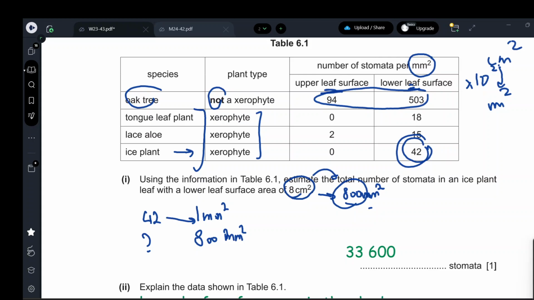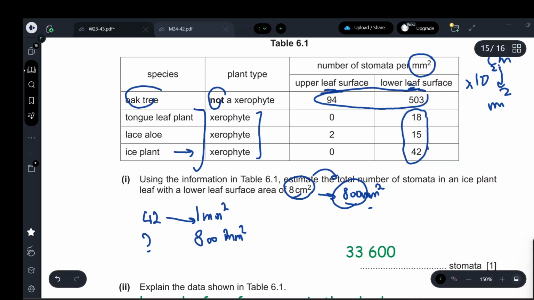No stomata on the upper surface. Stomata are on the lower surface only. Why? To keep it away from the sun. We said the upper surface is exposed to the sun, so it will increase the water loss. In the xerophytes, most of the stomata are on the lower leaf surface to keep it away from the sun for less transpiration.